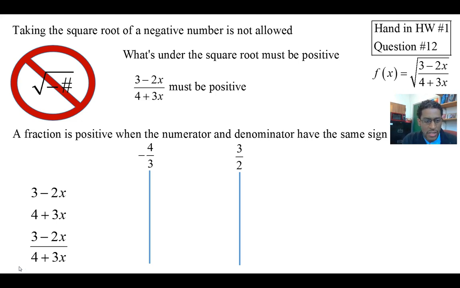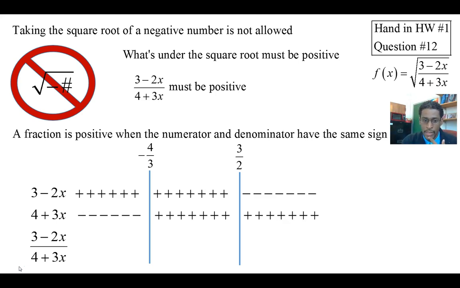And so the function 3 minus 2x is a downward sloping line. It'll be positive on the left-hand side of where it's equal to 0 and negative on the right-hand side of where it's equal to 0. The function is above the x-axis and then it's below the x-axis. But the other function, 4 plus 3x, is a positive sloping function. It'll be negative below where it's 0 and positive above where it's 0. And so these will be the signs of these particular lines.